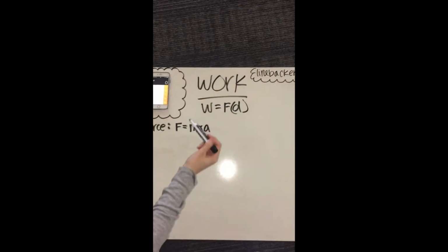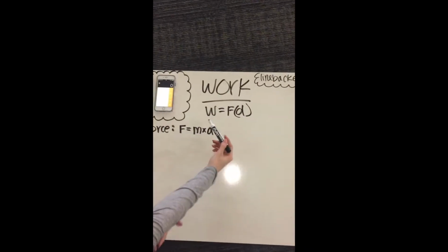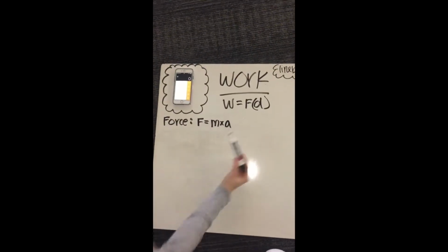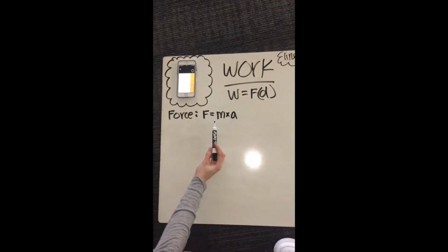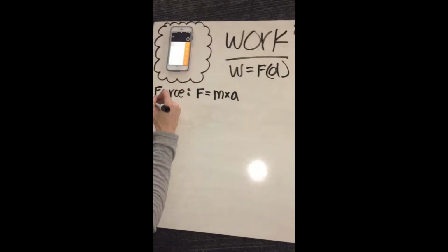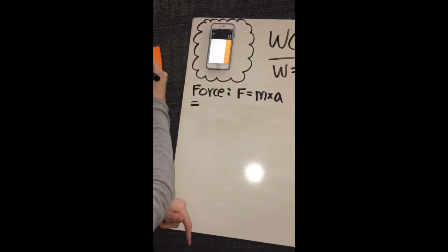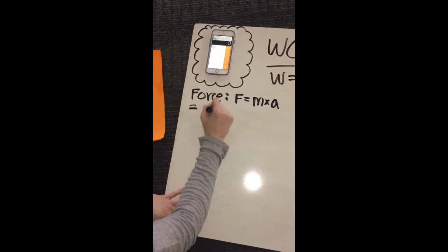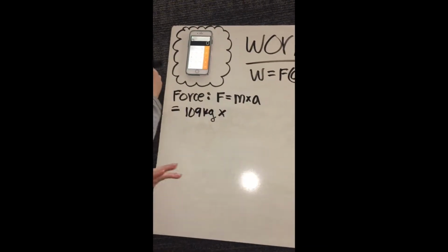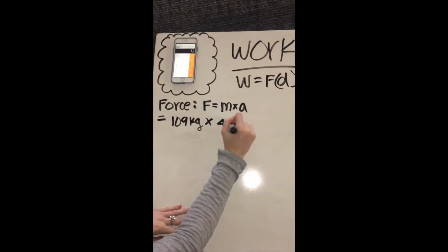In order to find the work of the linebacker, we have to do the equation work equals force times distance. But because we don't have our force, we have to use this equation, force equals mass times acceleration, to plug this in. So, we're going to take the mass of the linebacker, which is 109 kilograms, and multiply that by the acceleration, which is 4.6.